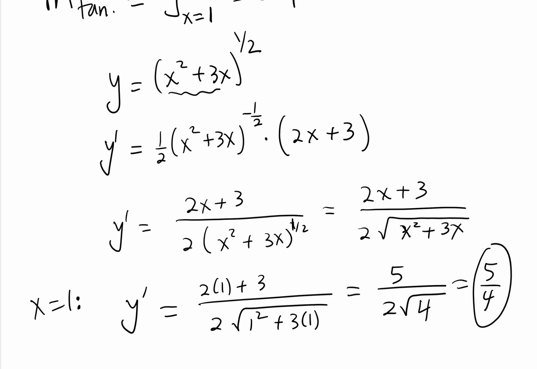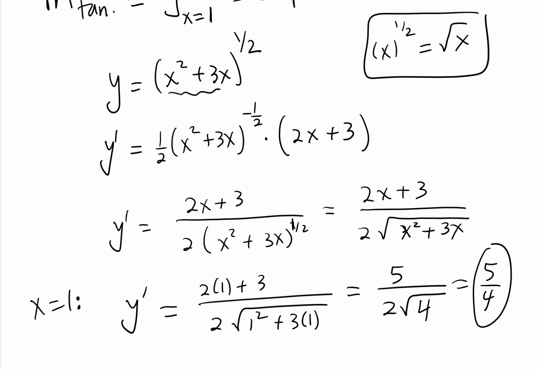Now, the 1/2 becomes a 2 because when you flip it to the bottom, it switches. So always, if you have x to the 1/2, that's the same as the square root of x. This 2 here has nothing to do with the square root. This 2 came from this 2. So this part became here.